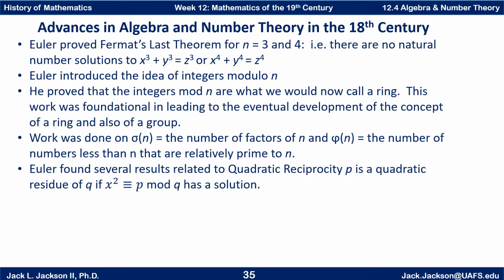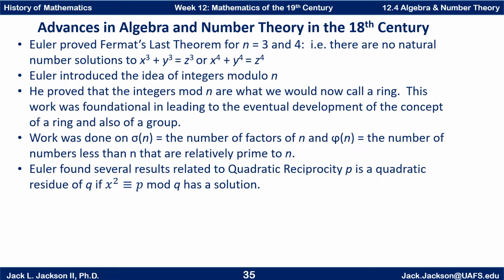Well, let's talk about number theory just a little bit. If we back up a little bit to the previous century, the 18th century, Euler proved Fermat's last theorem for n equals 3 and 4. In other words, there's no natural number solution x, y, z to x cubed plus y cubed equals z cubed, nor are there to x to the fourth plus y to the fourth equals z to the fourth. So he had that solved.